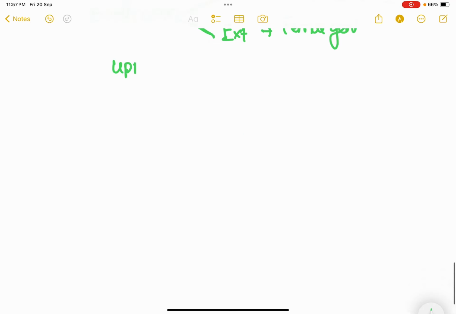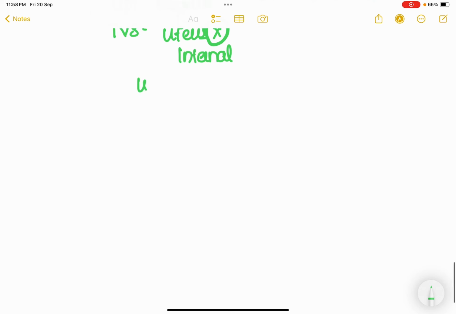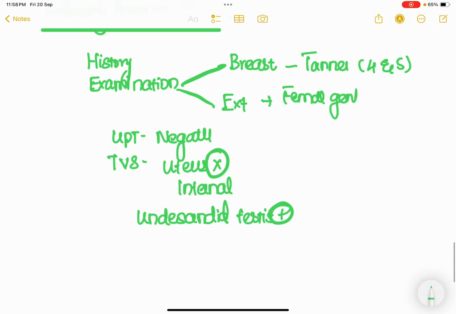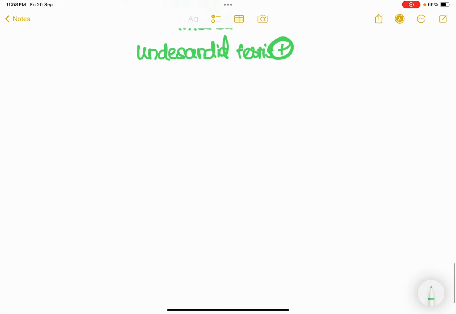And if you do a UPT, it is going to be negative. Only when you do the transvaginal sonography, you're going to notice that the uterus is absent. Not only the uterus, the internal genitalia of a female, like the uterus, fallopian tube, cervix, vagina, everything is going to be absent. At the same time, you can also visualize the undescended testis. You can come to a conclusion with the undescended testis being present. So undescended testis is present, uterus is absent, UPT is negative, breast development corresponds to Tanner stage 4 and 5, and external genitalia is either ambiguous or female. So all these correspond to what?